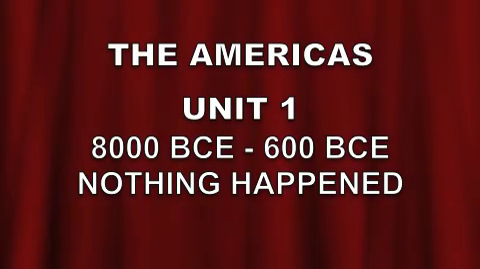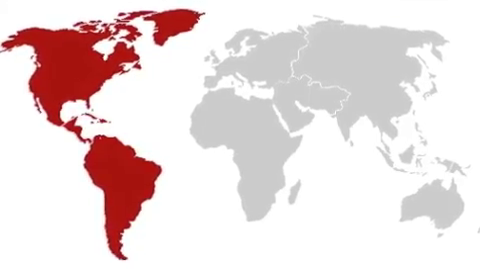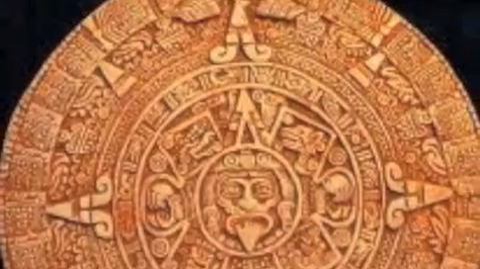Unit 1, 8000 BCE to 600 BCE. Nothing happened. Unit 2, 600 BCE to 600 CE. The Americas were agricultural with some domesticated animals. Even though they were isolated, they displayed impressive achievements like calendars and a hieroglyphic alphabet.